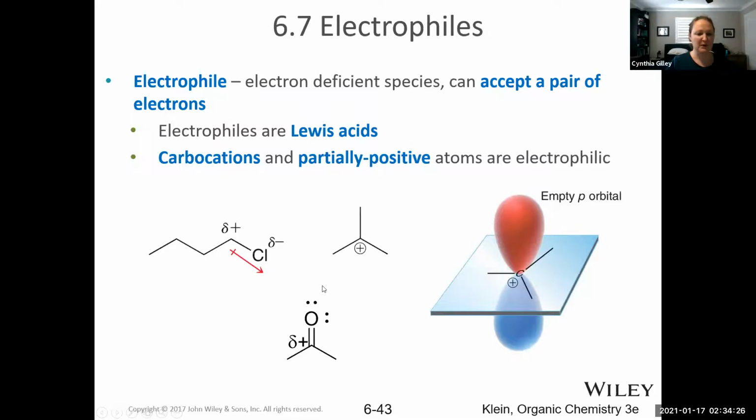Or it can be the result of both induction and resonance, as in the case of this carbonyl. Both the pi and the sigma bonded electrons in the carbon-oxygen double bond spend more time around the oxygen than the carbon, leaving a partial positive charge on this carbon and making it electrophilic. Electrophiles are Lewis acids, which means they're electron pair acceptors. And carbocations and partially positively charged carbon atoms are great examples of electrophiles. But they don't have to be carbon atoms. It could be a partially positively charged sulfur atom, for example.